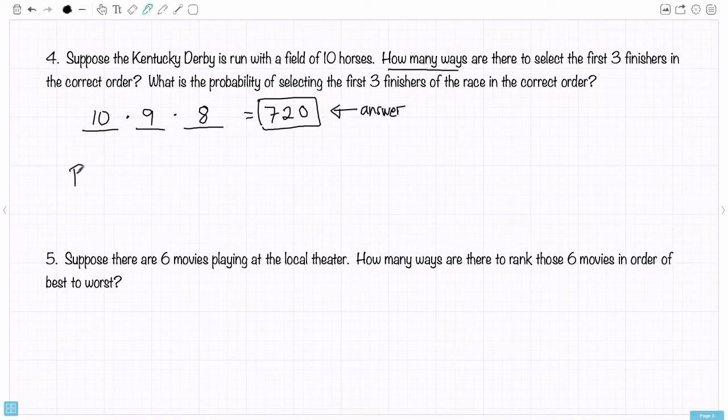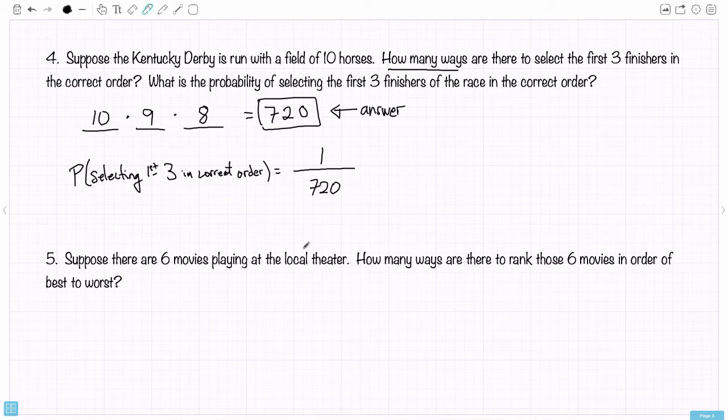Now the second question, what's the probability of selecting the first 3? Again, I can start with the total number of possibilities. There's 720 different ways that 3 horses from the 10 total could be rearranged in the first 3 spots. And out of all those 720 different ways, one of them would be an individual choice that somebody could pick, and so you've got one shot out of all those 720 different things that could happen if you were betting on such an event to pick the right 3 horses in the correct order.